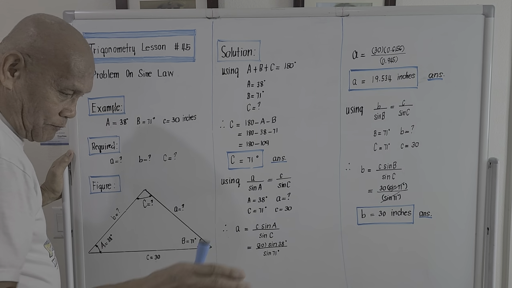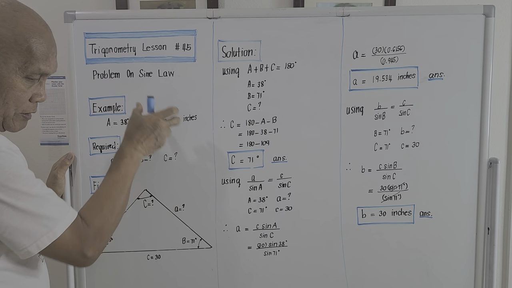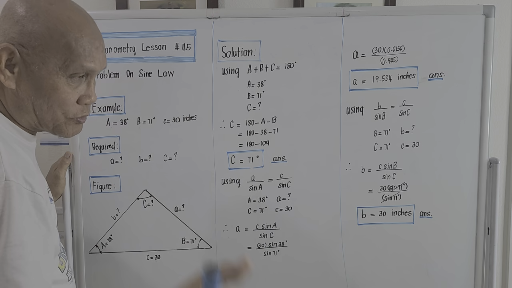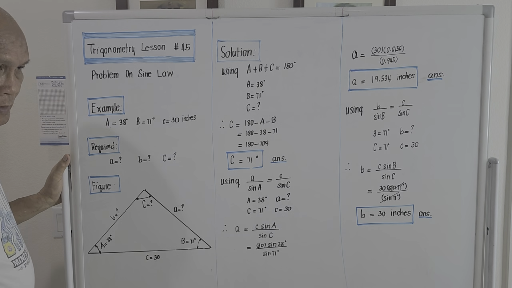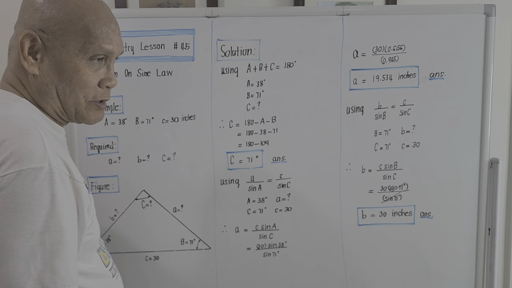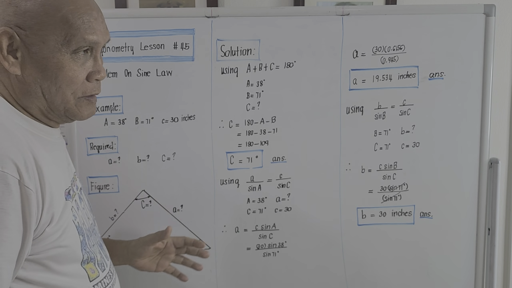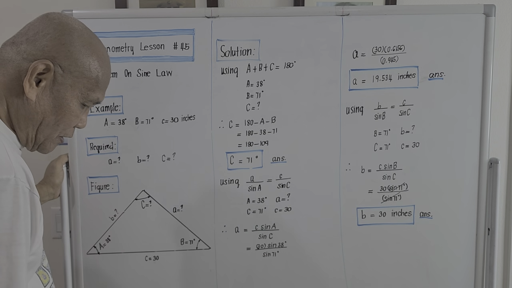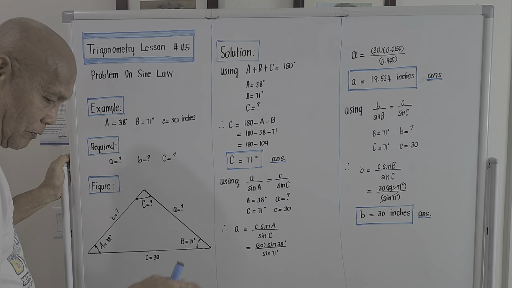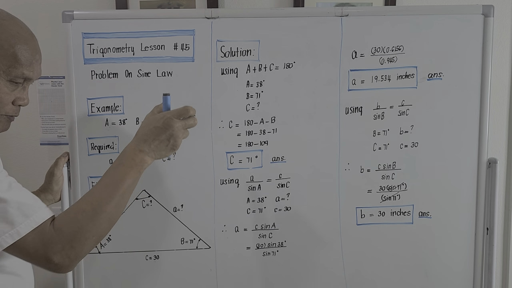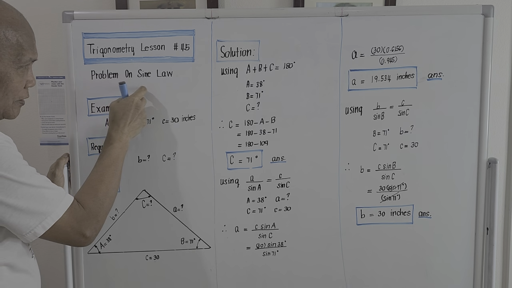The subject matter for this afternoon will be trigonometry, lesson number 45, and we are almost done with trigonometry. I think the remaining topics are just sine law and cosine law, and that's it. So for this afternoon, I will be presenting an example problem on the application of the so-called sine law. The title of the subject matter will be Problem on Sine Law.